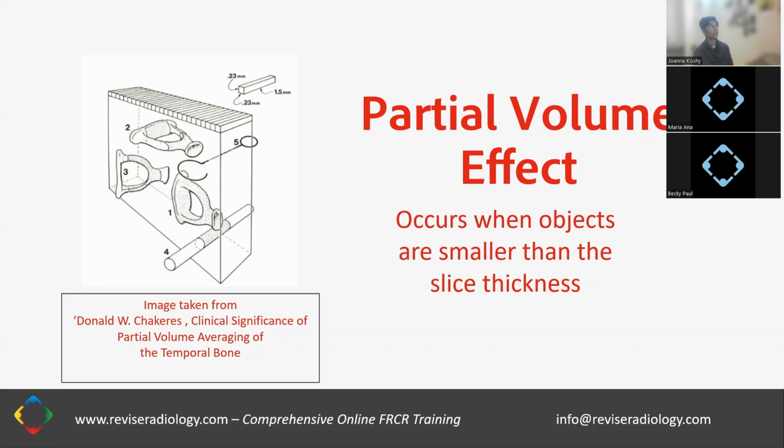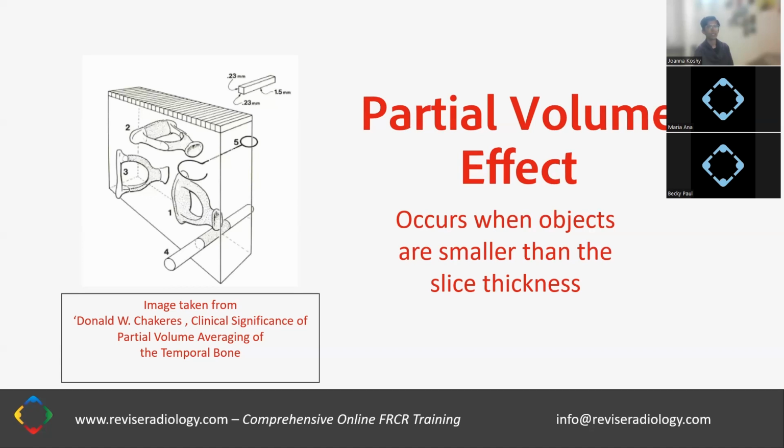So you can see here that different types of objects, 1, 2, 3, 4, 5, are fitting into the slice thickness in different ways. Number 4 is bigger than the slice thickness. Number 1 is axial to the slice thickness but doesn't fill the entire slice thickness. Number 2 fills the slice thickness. Number 3 is kind of intersecting at an angle. And number 5 is once again coming out of the slice thickness.